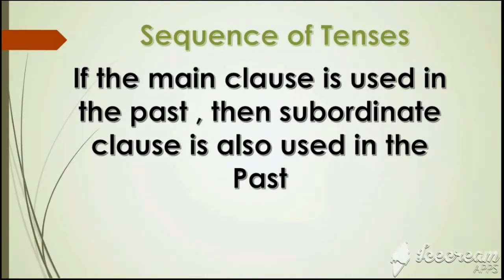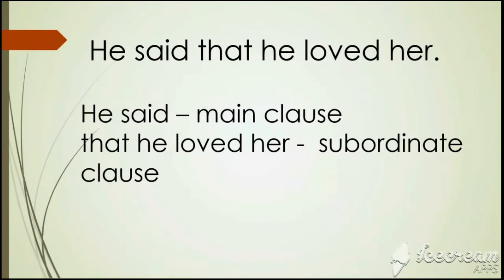For example, he said that he loved her. "He said" is the main clause. "That he loved her" is the subordinate clause. As you see, both of them are used in the past. It is what we call sequence of tenses.